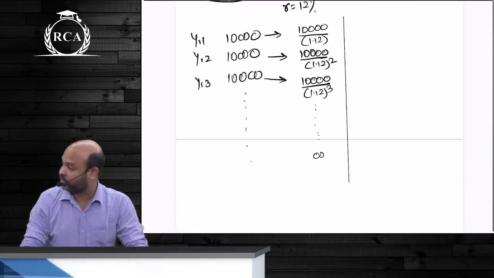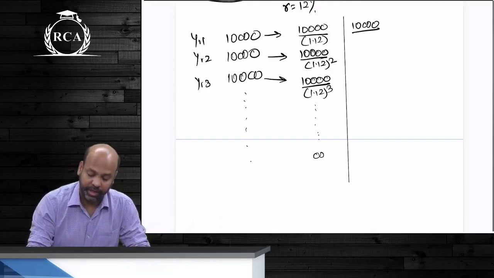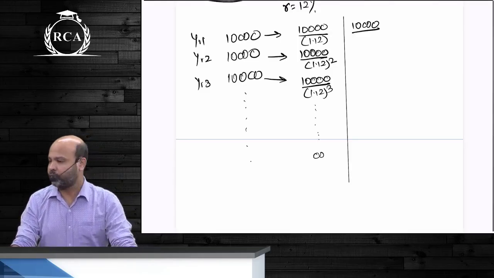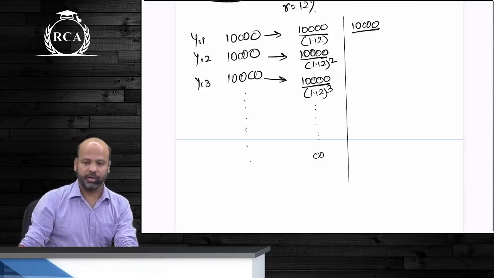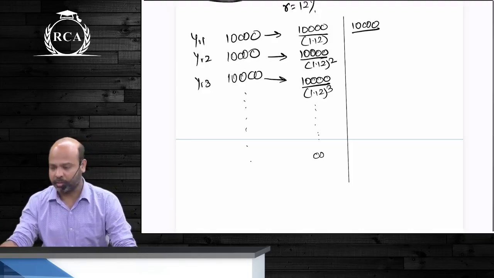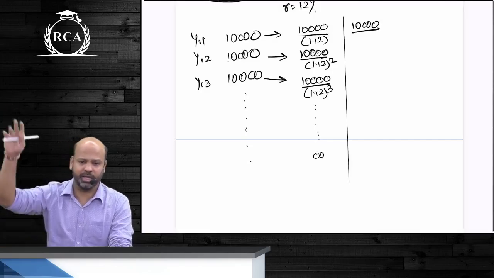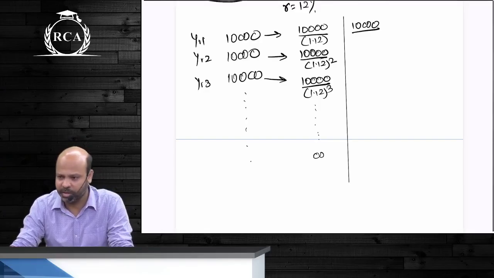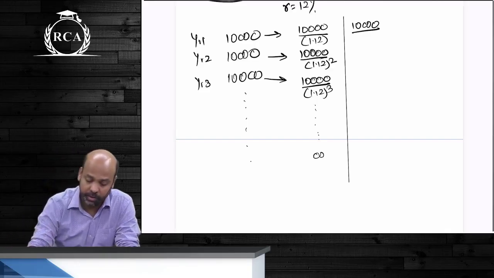When you add all of these values, guys, if it was for 10 years, I could have simply written 10,000 into present value annuity factor at 12% for 10 years. If it was for 20 years, 10,000 into the annuity factor for 20 years. For 100 years, you can compute the annuity factor for 100 years and multiply by 10,000. That will still be a very close approximation of the present value of perpetuity. The difference will be marginal. It will almost be equal to the present value of perpetuity.